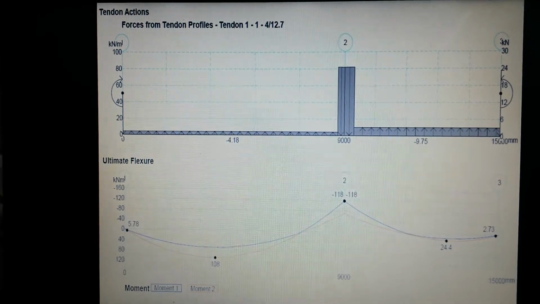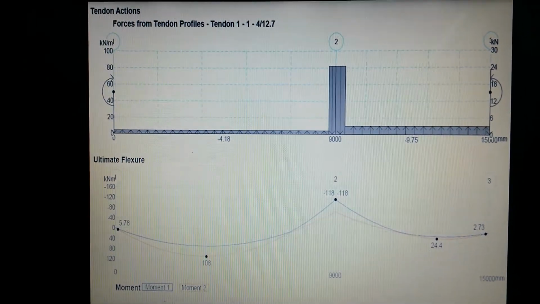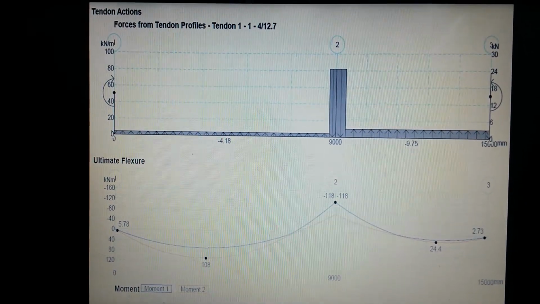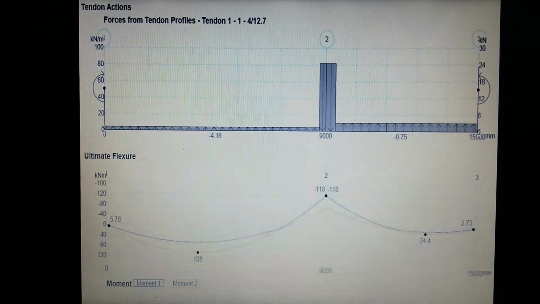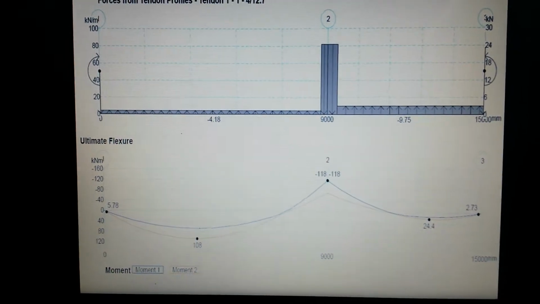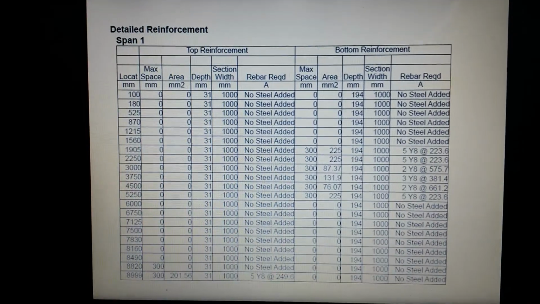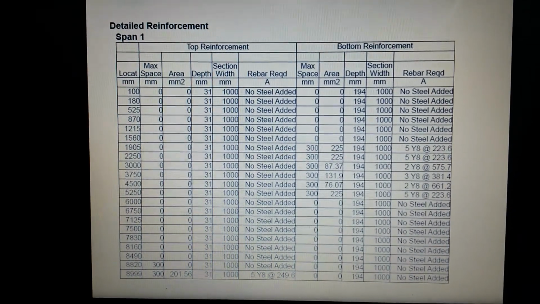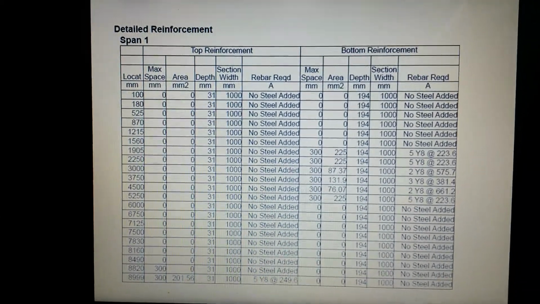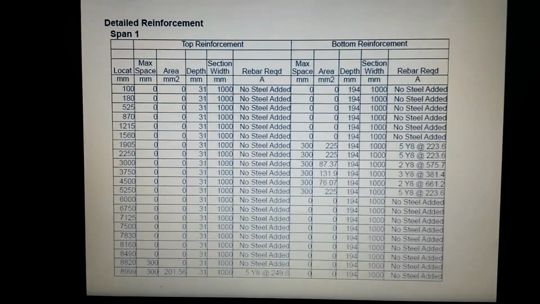Due to pre-stressing, a force is applied on the slab, and this is the tendon forces due to pre-stressing, and the below one is the bending moment diagram, and this is the shear force diagram. In pre-stressing, only 75% of the load is taken up by the post-tensioning, and the remaining 25% should be taken up by the reinforcement rebar.